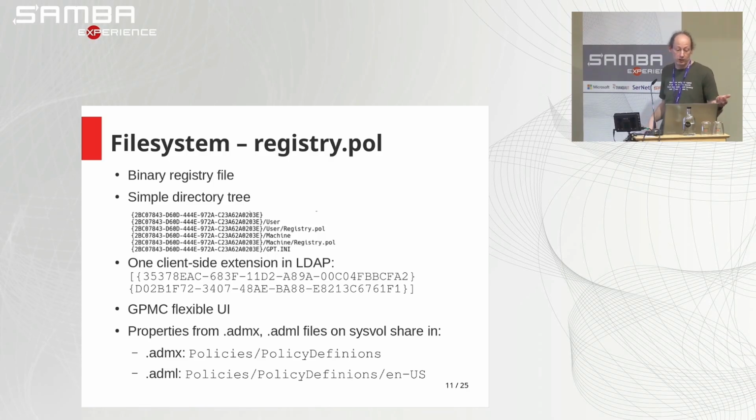You need to make an ADMX file and an ADML file, and you put them on the sysvol under policies, policy definitions. And the ADML file is for the language. So that's the language that will be used on the GPMC side to show the text on your screen. If the ADMX file does not exist, the policy does not get applied.